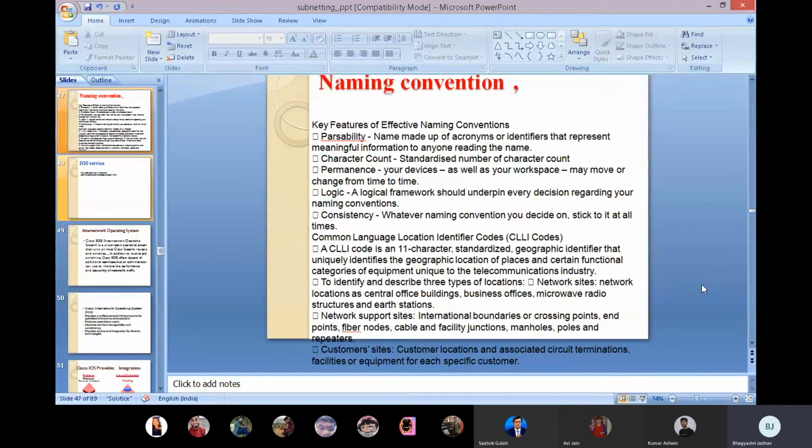Of the three types, the first one is network site. Network locations are a central office building, business office, microwave radio structures and earth station. These are part of the network. Then network support sites, which support, for example, international boundaries, endpoints, fiber nodes, cable and facility junctions, manholes, poles and repeaters. And the last point is customer sites: customer locations and associated circuit terminations, facilities or equipment for each specific customer. These are a part of naming convention.